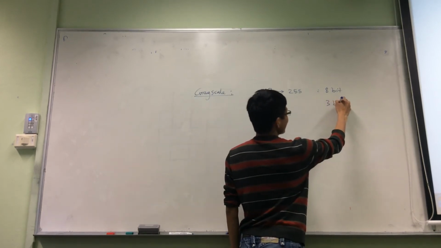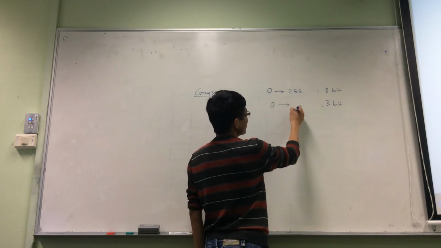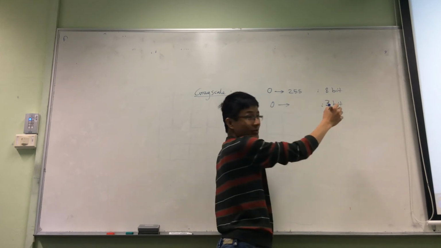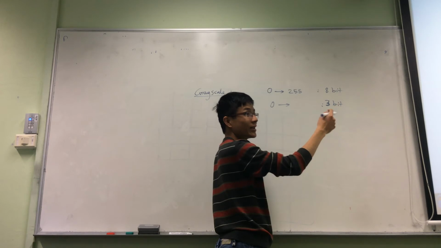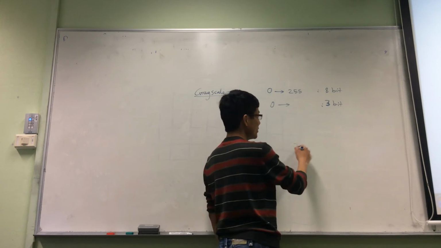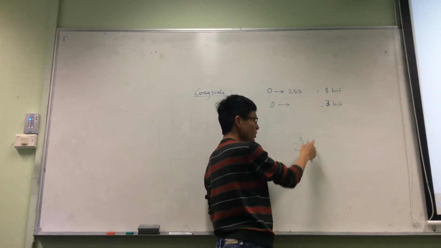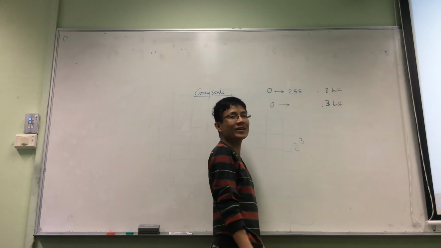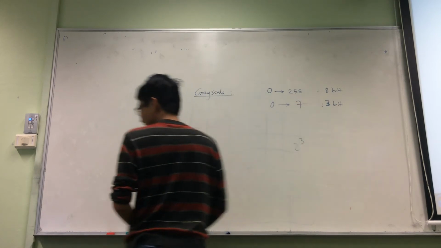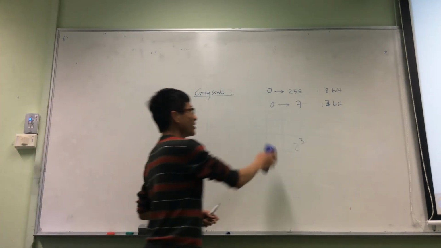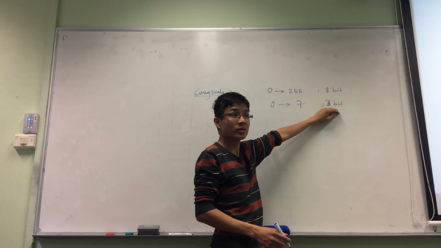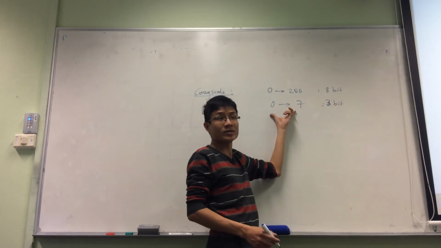So if you have 3 bits, how many levels will it be? It's 2 to the power 3, which is 8. It has to be calculated manually, like the analog to digital converter. So this one has 8 levels, and 8 levels means 0 to 7.